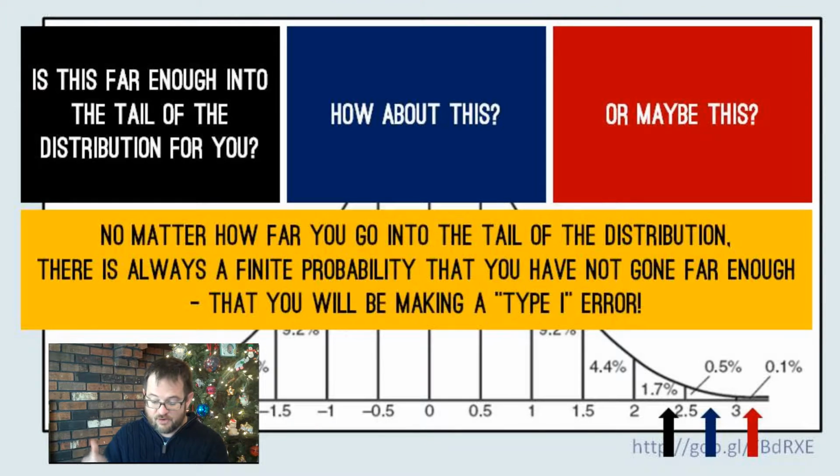There's still an alpha probability that I'm making a mistake here. I'm going to reject this null hypothesis, but maybe I'm wrong. Or maybe this one, the red one, where I'm way out there in the tail of the distribution. No matter how far I go out in the tail, there's always a finite probability that I have not gone far enough, that you will be making a type 1 error. You're saying this is a sufficiently weird sample that it is inconsistent with the null hypothesis, when in fact this actually happened under the assumptions of the null hypothesis, and we have made a type 1 error. The probability of this being alpha.